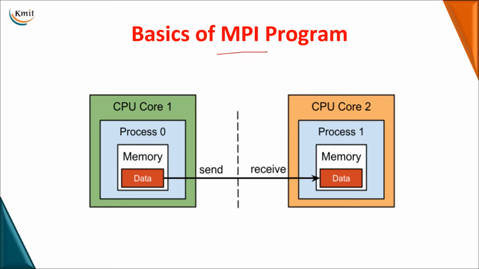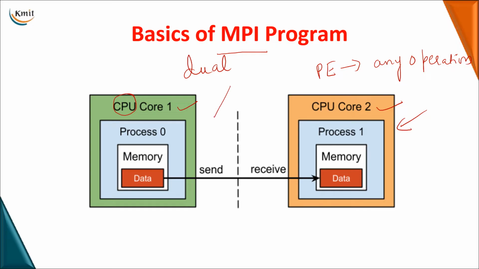Why do we actually require this message passing interface? Since we are implementing parallelism, here I'm taking an example of a CPU, which is a dual core processor. As you all know, in a dual core processor, I have core 1 and core 2, and these cores are nothing but processing elements which have the capability of performing any operation. Now, if you want an operation to be performed, one process is assigned to one core and the other process is assigned to the other core. So process 0 goes to core 1 and process 1 goes to core 2.